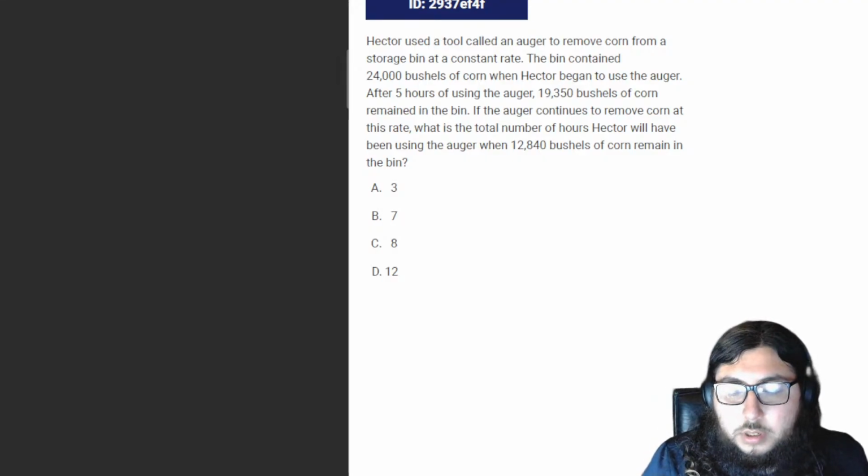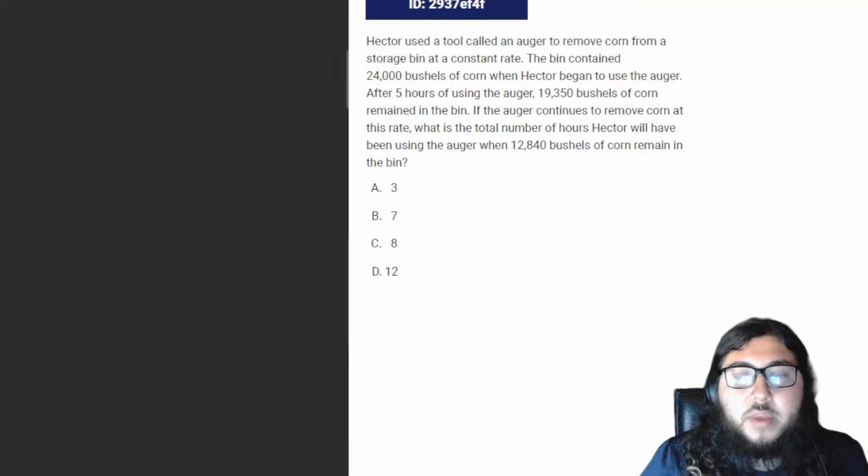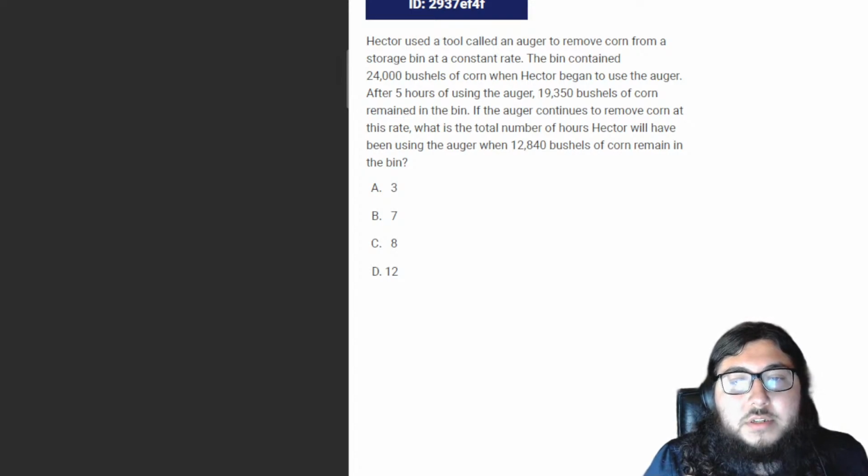So Hector used a tool called an auger to remove corn from a storage bin at a constant rate. This word constant rate, to me, indicates that we have some linear function. The bin contained 20,000 bushels of corn when Hector began to use the auger. After 5 hours of using the auger, 19,350 bushels of corn remained in the bin. If the auger continues to remove corn at this rate, what is the total number of hours Hector will have been using the auger when 12,840 bushels of corn remain in the bin?